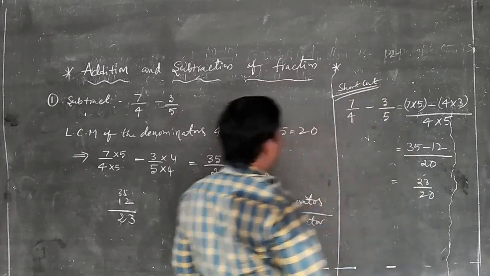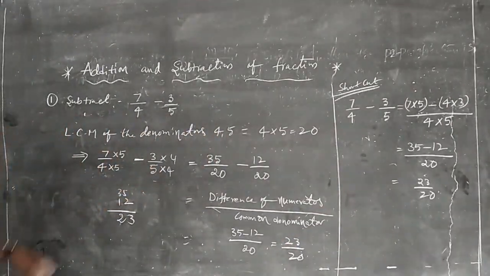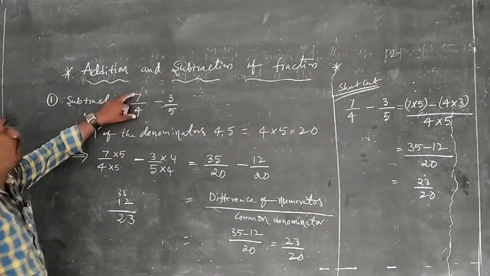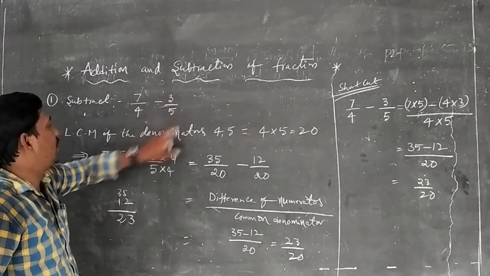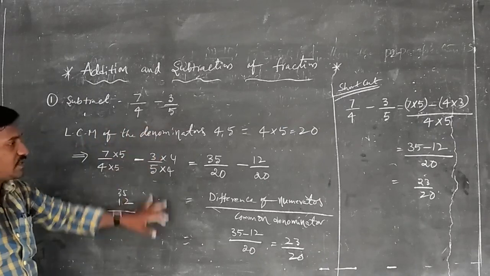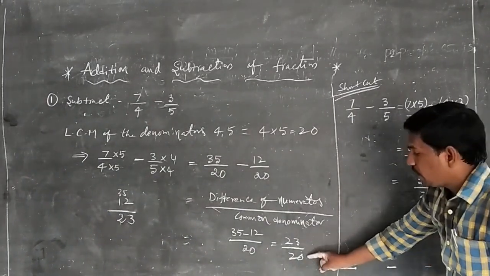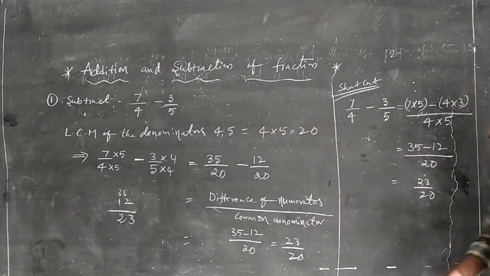Simple method. We can follow this method as it is better. Subtract 7 by 4 minus 3 by 5. One way is by taking the LCM of the denominators, and this is the shortcut. Finally we got 23 by 20.